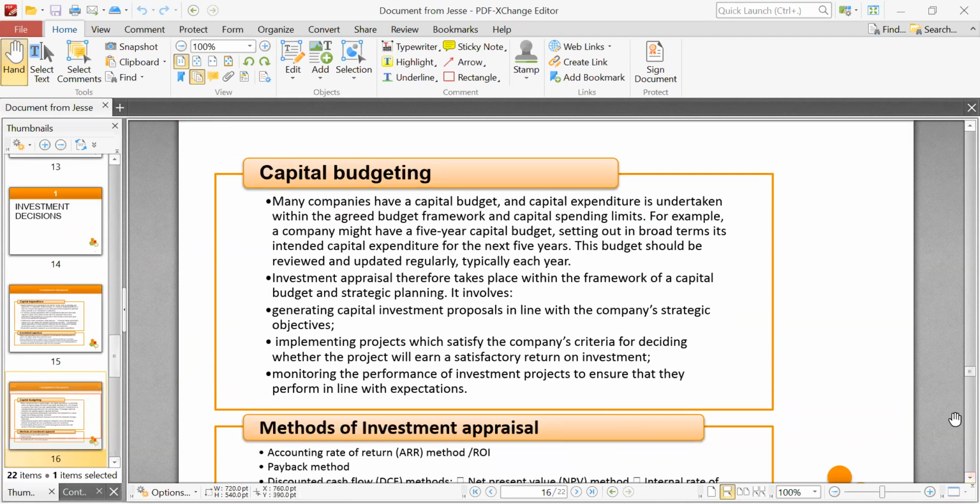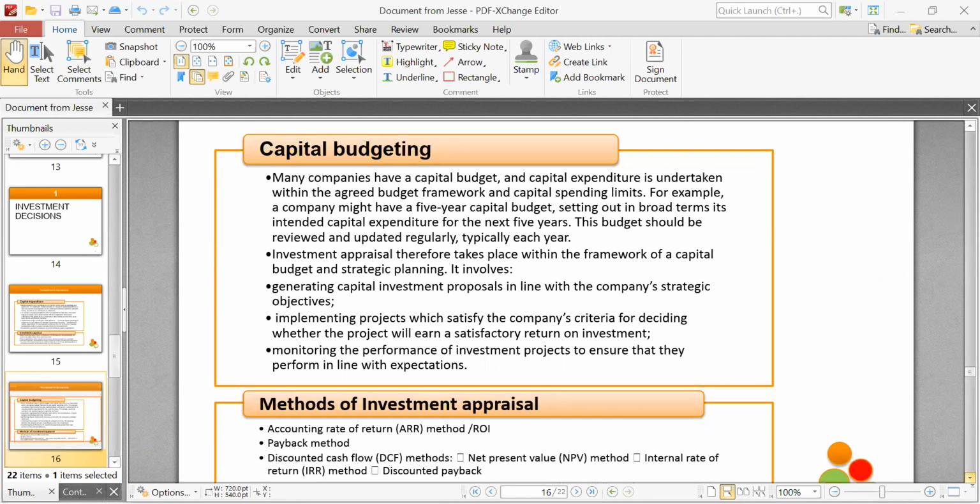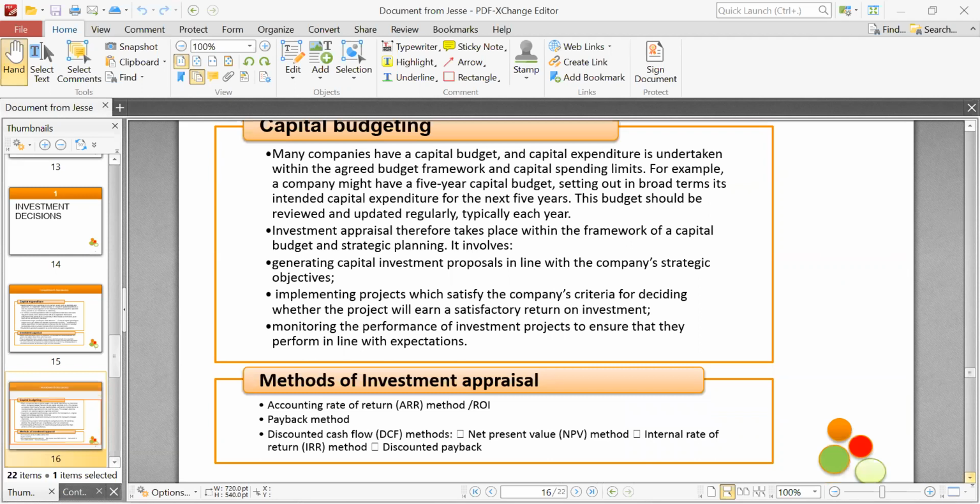Now, we cannot talk about investment appraisal without looking at the ways investments are appraised. There are different ways you can appraise an investment. You can use the accounting rate of return. You can use what we call the ROI. You can use the payback method. You can use the discounted cash flow method. You can use net present value, internal rate of return, discounted payback. All these are methods for appraising an investment.